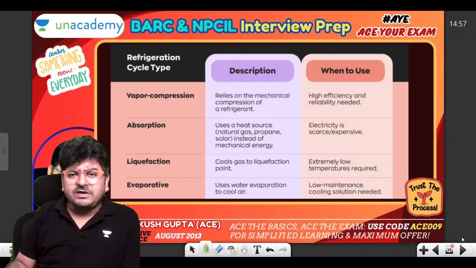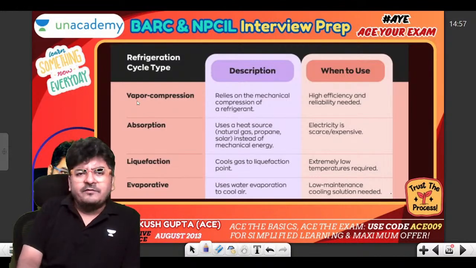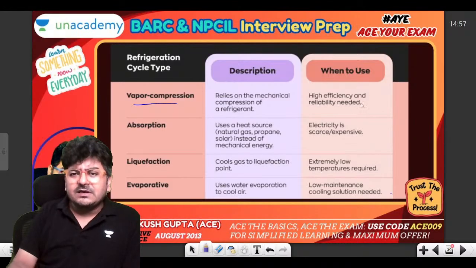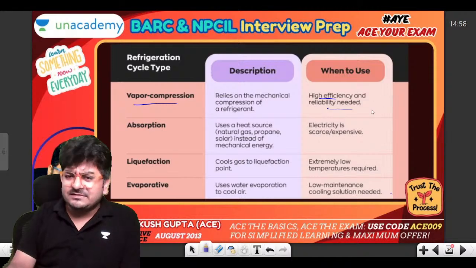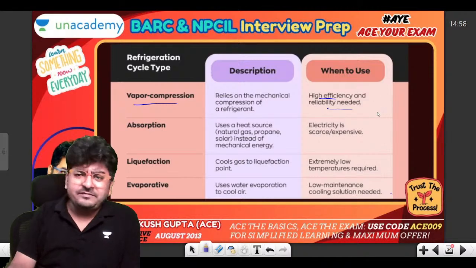ओके. तो क्या होता है, देखो मैंने आपको एक method mention कर दी है. The comparison, one line comparison in all those. Vapor compression cycle, as we have discussed, is highly efficient and most reliable and used by us in air conditioners, commercially used also, you can say.